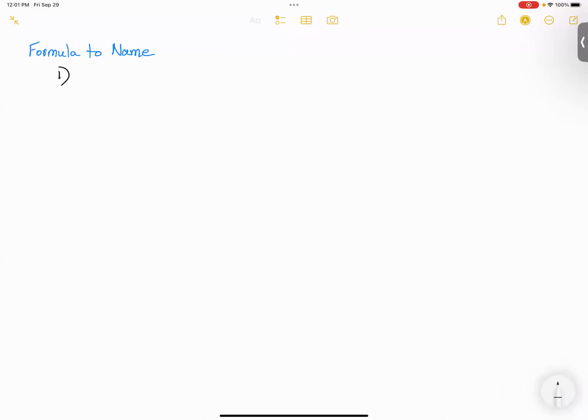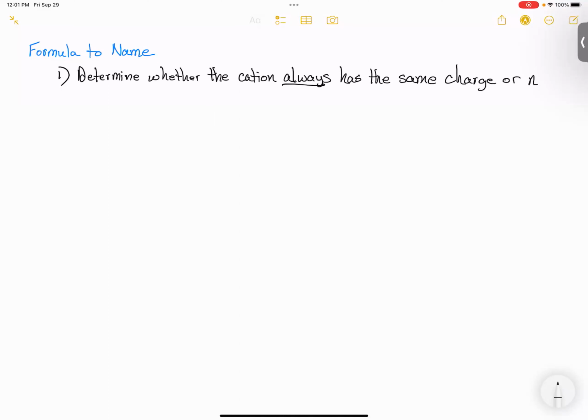Now, with respect to the process, the first thing you should do is determine whether the cation always has the same charge or not, because that's going to help you determine how to name it. So, with cations with the same charge, first of all, let me just discuss basics.